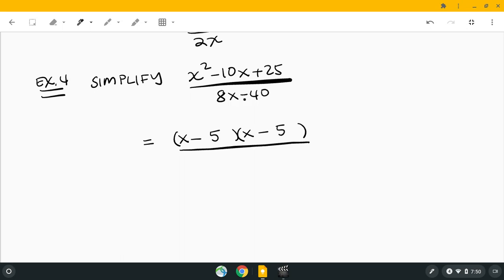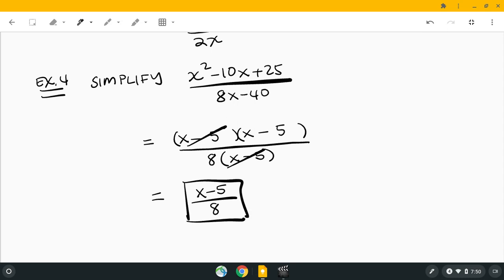Down here, this is common factoring. They have 8 in common. So I'll factor out an 8, and I'll have x minus 5, because 8 times x is 8x. 8 times negative 5 is negative 40. And then here, I can cancel those, and I'll be left with x minus 5 over 8. Okay, see how that works?